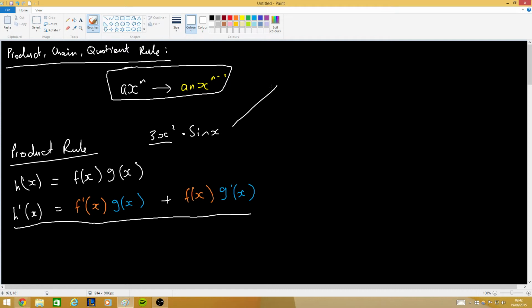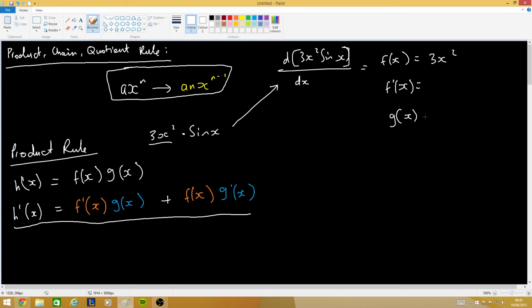So let's try and put it into our problem that we had earlier. We are trying to find the differential of 3x squared sine x with respect to x. And so what we can do is start off by saying, what is our f of x in this term? Our f of x is equal to 3x squared. Then we have f prime of x, and then we have g of x, which is equal to our second term, which is sine x.